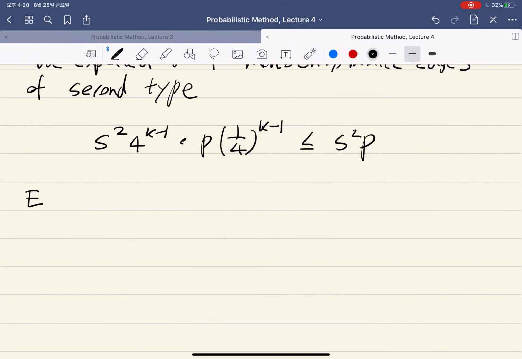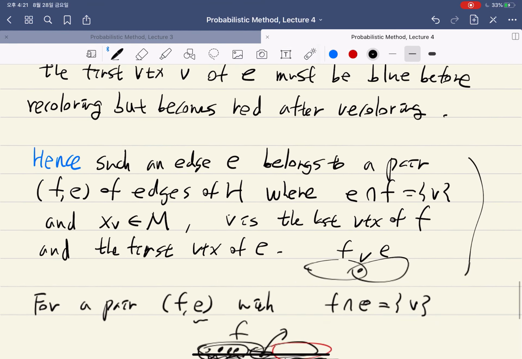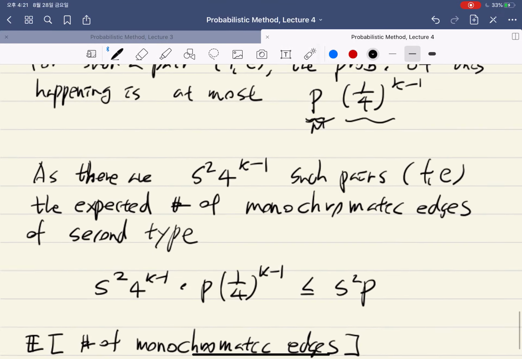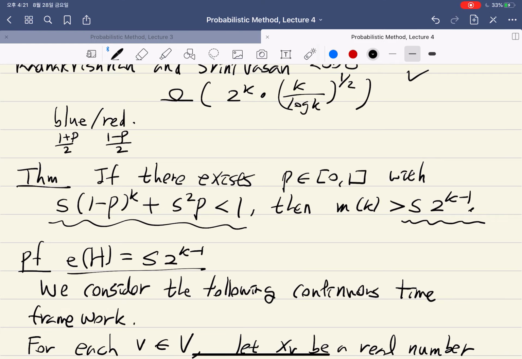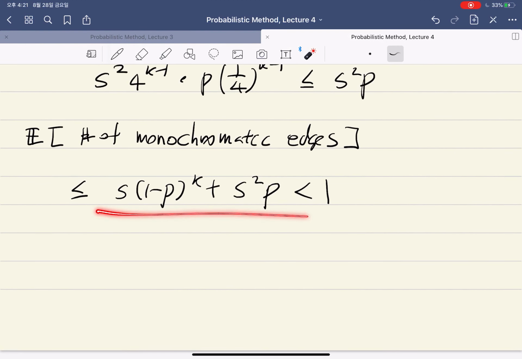So the expected number of monochromatic edges is at most, the first type was this, s times 1 minus P to the k, and second type is at most s squared P. And our assumption was that this is at most 1. So, strictly less than 1. So this happens.